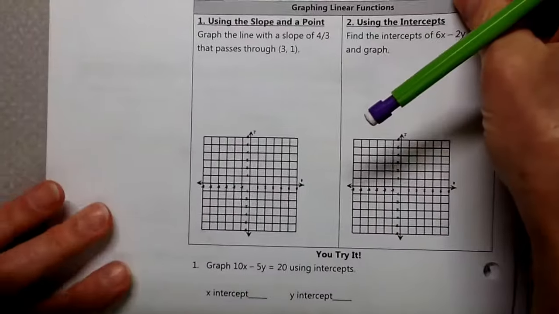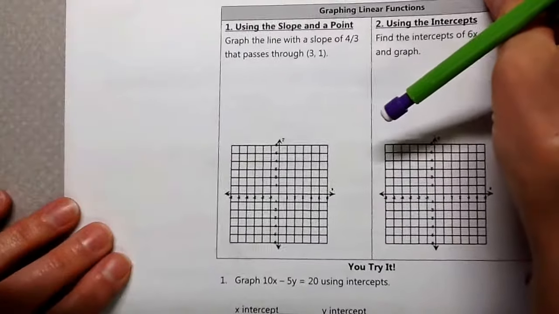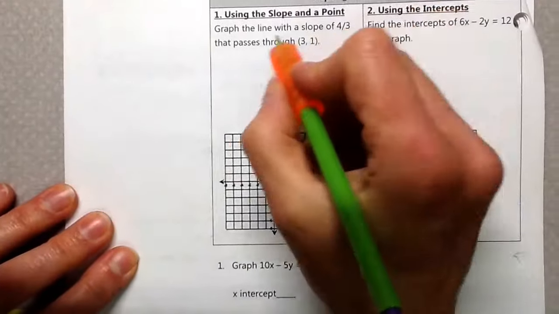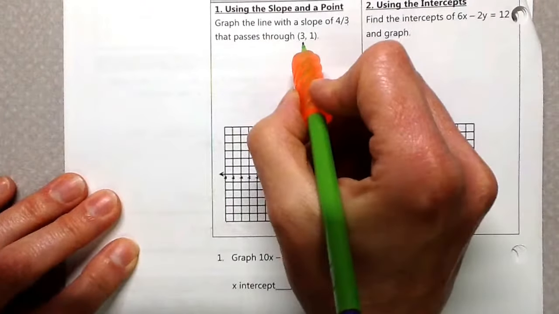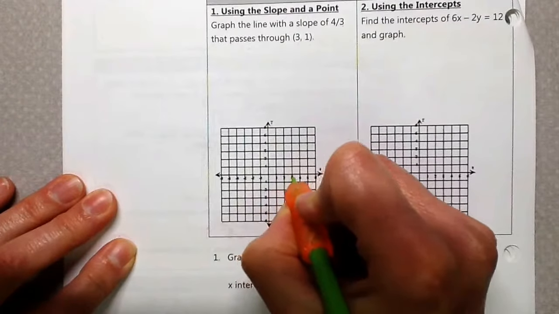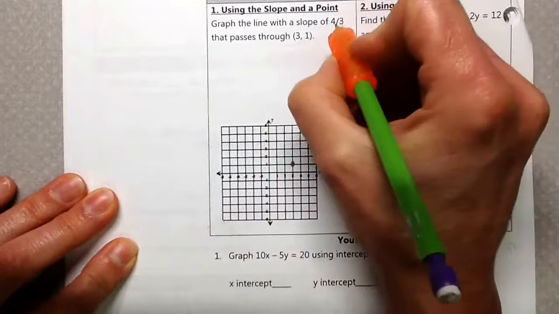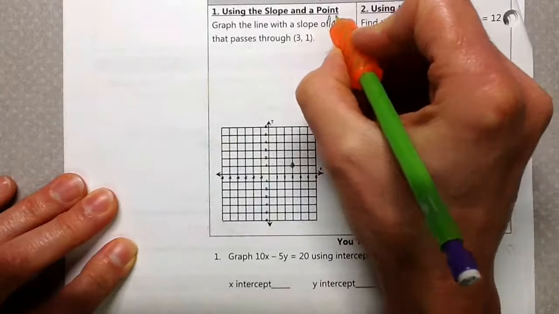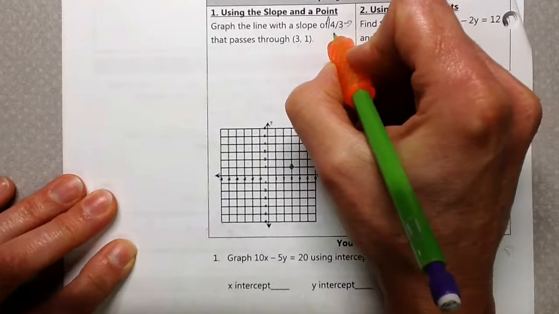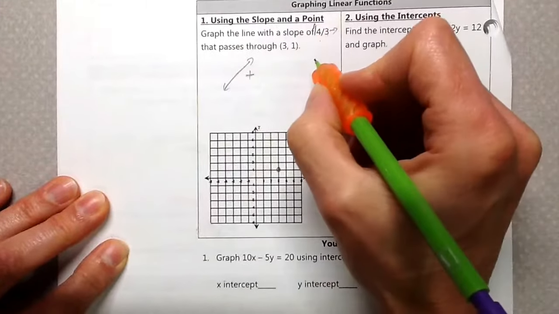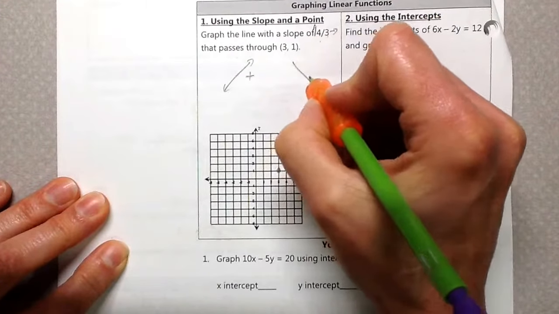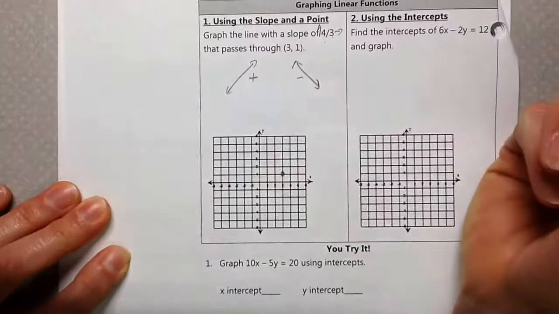All right, if you flip to the next page, we're going to graph a couple of things. One thing that you'll need to do is if you're given a slope and a point, you need to graph the line. So the slope goes through 3, 1, so we'll go to 1, 2, 3, 1. The slope, remember it's rise over run, and the slope is positive. So slopes that are positive go up from left to right. Slopes that are negative go down from left to right.